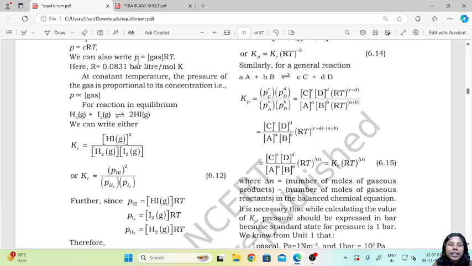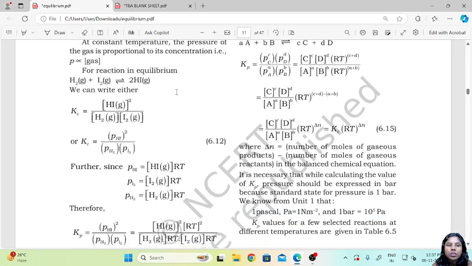We can also write it as P equals the concentration of gas, where the square brackets indicate the concentration of the gas, into R into T. R is 0.0831 bar liter per mole Kelvin. Now at constant temperature, the pressure of the gas will be directly proportional to the concentration. So here pressure is directly proportional to the concentration of the gas.